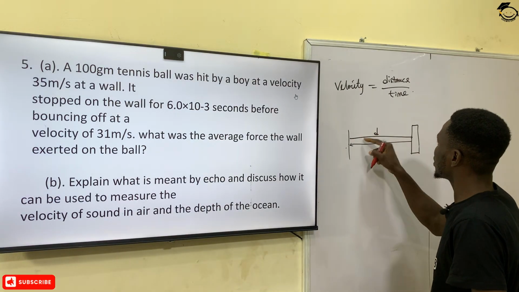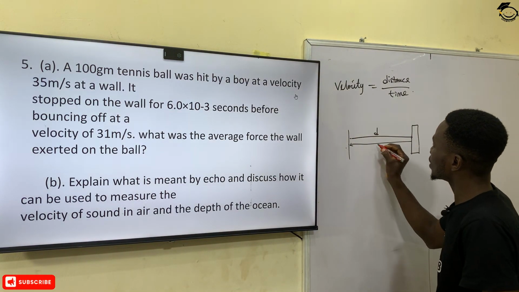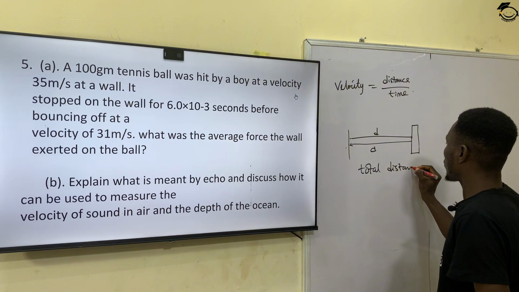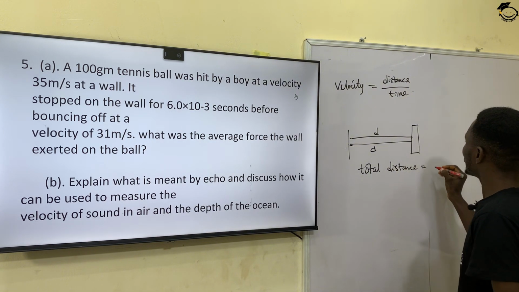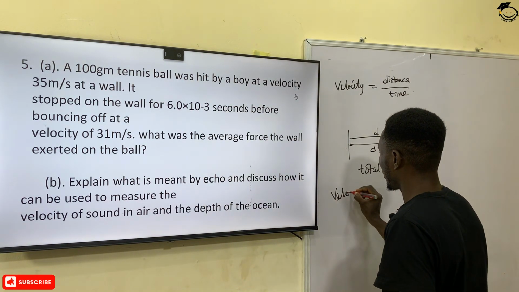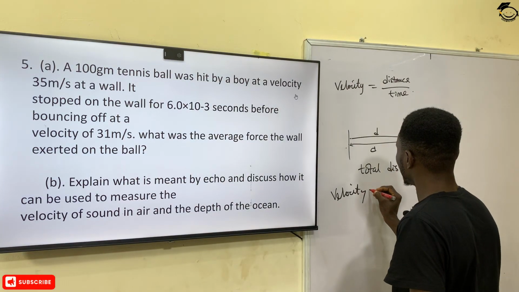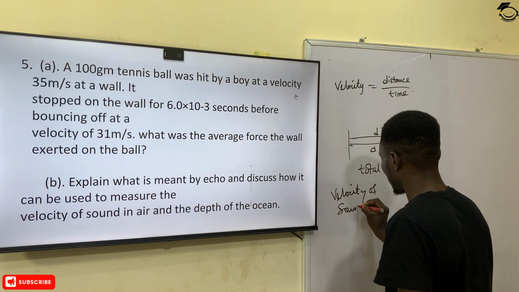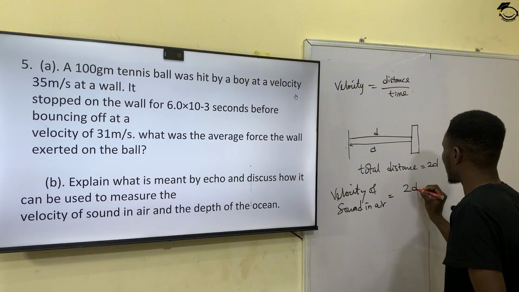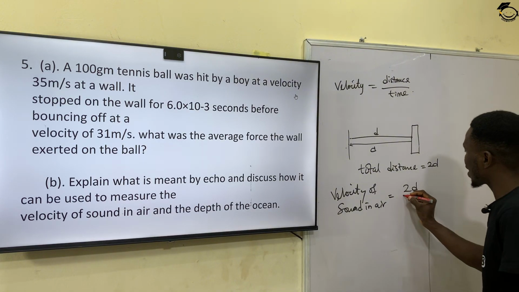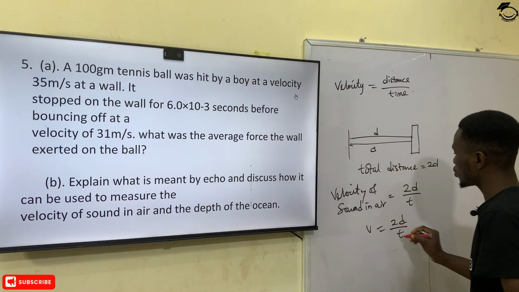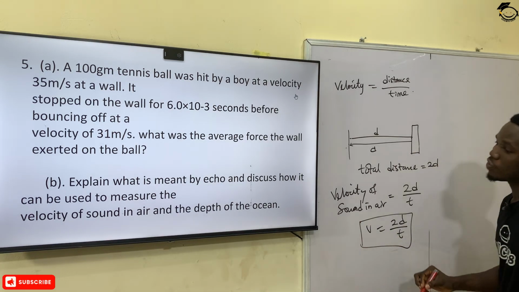So it has traveled a particular distance from here down to this place, and it has traveled from here down to this place again. That's distance. It means my total distance for my echo to be heard will be twice the original distance, which means that the velocity of sound in air will be equal to twice the distance, which is the distance of the echo, divided by the time. So it means that my V is equal to 2D over T. So this is the formula you can use to calculate the velocity of sound in air.